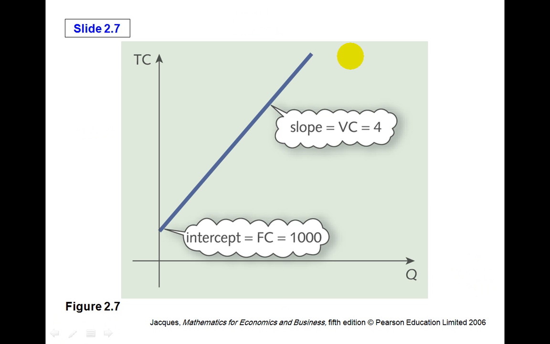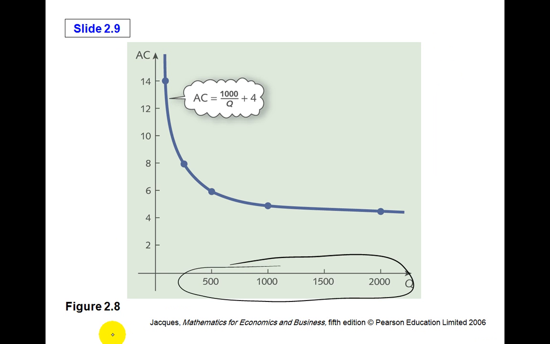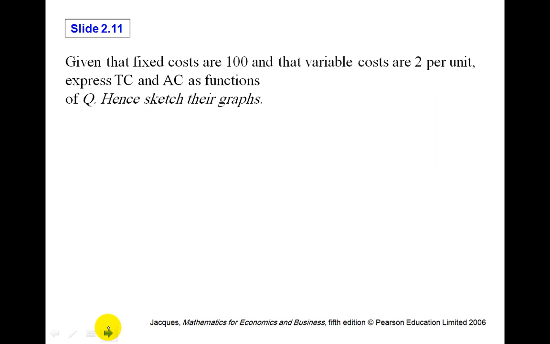And this is of course the graph for total cost. We already did it, which was 1000 plus 4Q, and this is the graph. This is the y-intercept, which would be 1000 here, and they chose any number instead of Q to find a point here. Okay, I'll give you a question that I want you to solve by yourself.